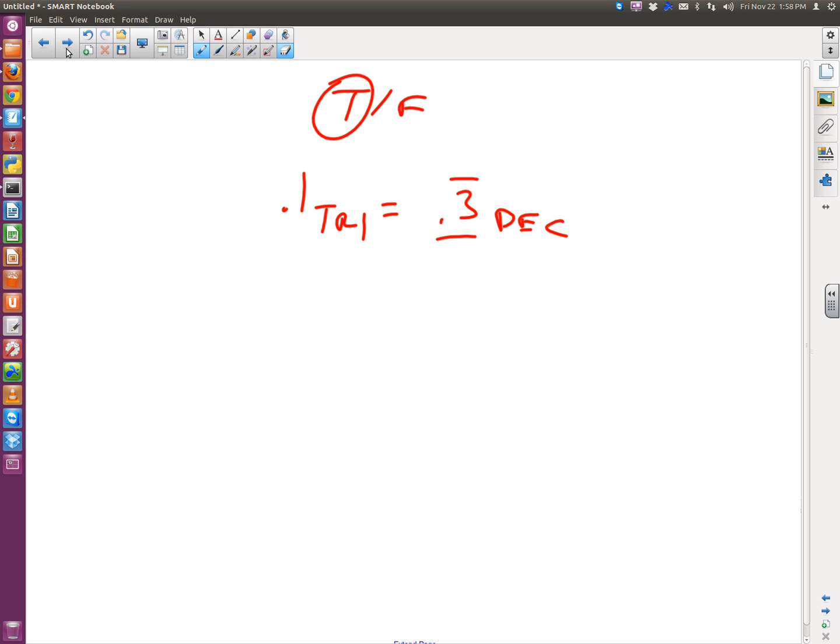That's a problem. Okay, that is good for converting from base 10. Let's leave it at that for now.